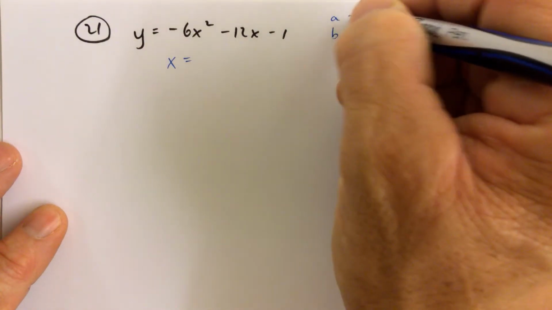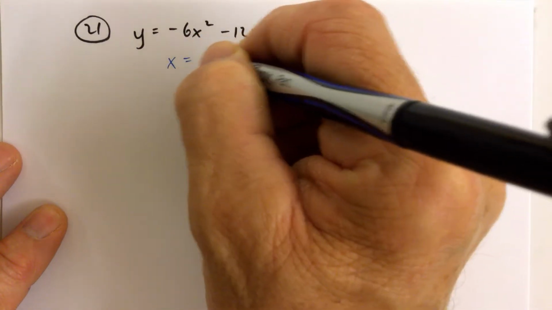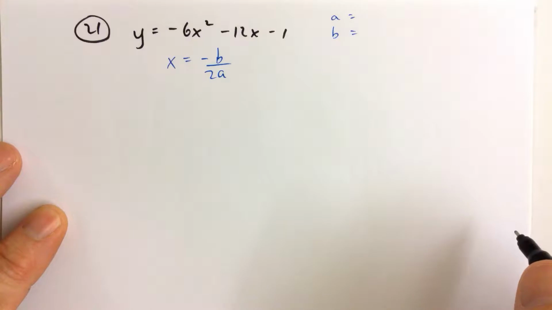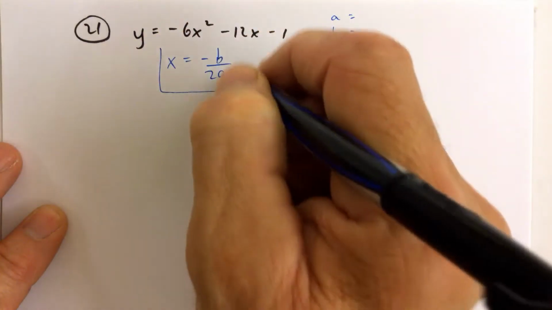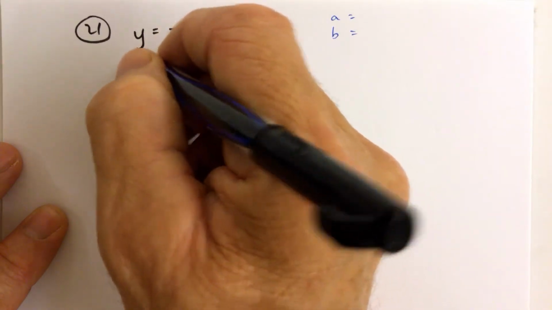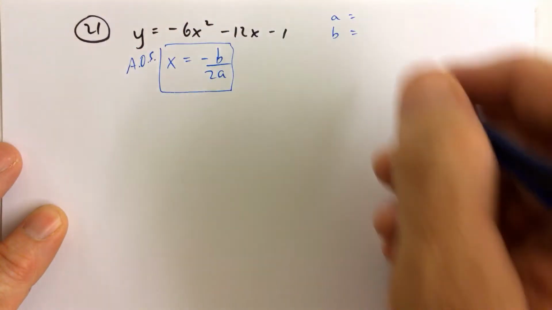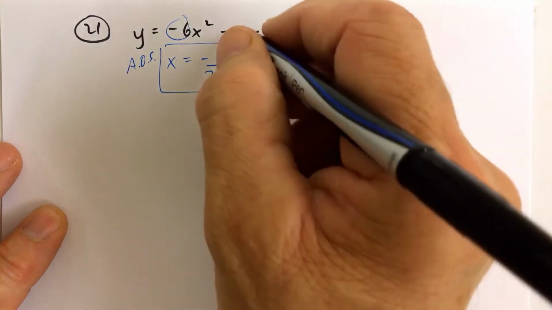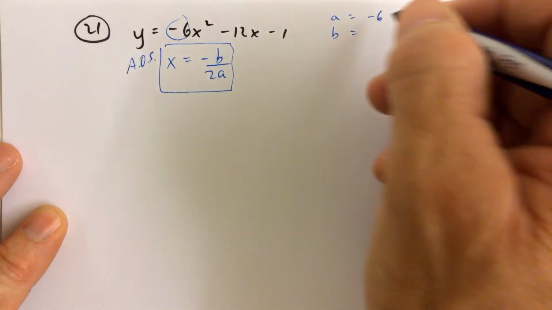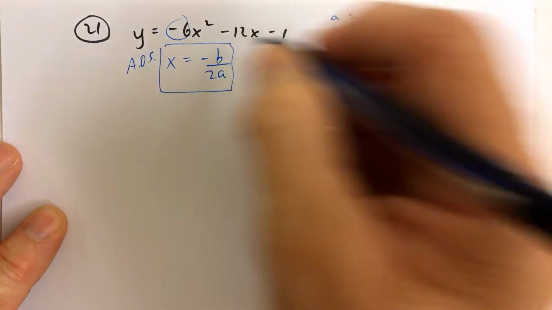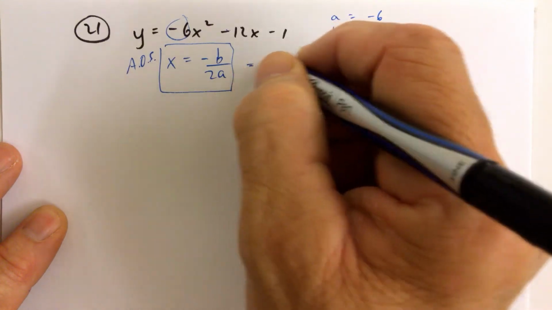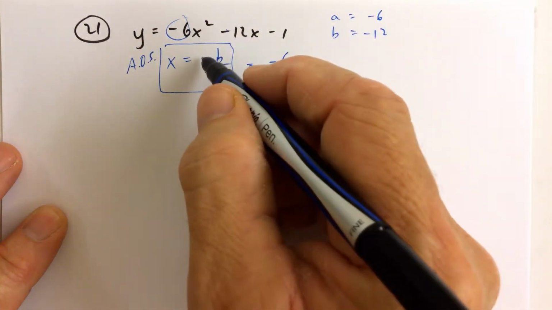In order to graph a function where the quadratic function is in standard form, we have to identify the a and the b, because we want to put the a and the b into negative b over 2a. Negative b over 2a gives us the x-coordinate of our vertex, and this equation is the equation of the axis of symmetry. The a is the number in front of the x squared, that's negative 6. The b is the coefficient of the linear term, the number in front of the x, which is negative 12.